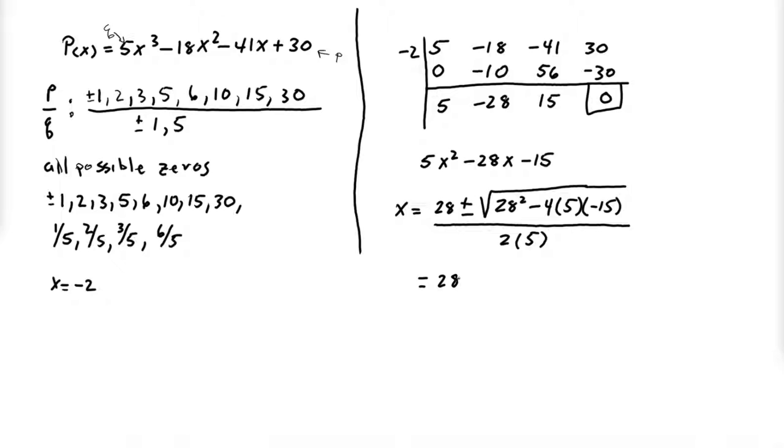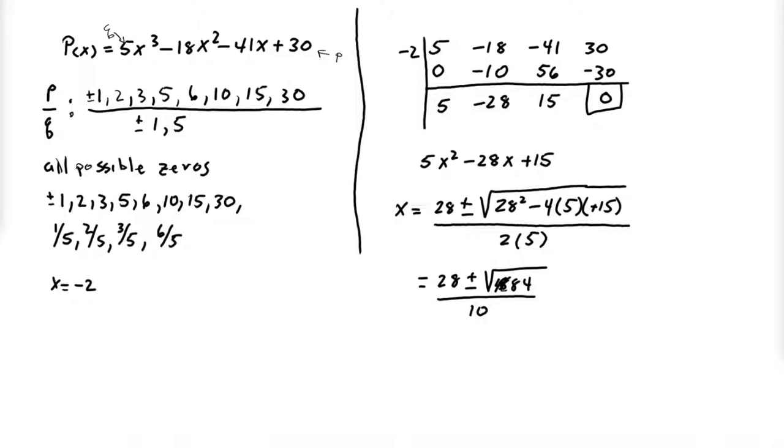Now if we work out in the middle there, 28 squared minus 4 times 5 times negative 15 would be 884, but that's wrong, because this is a plus 15. Sorry. Let's fix that. That is a plus 15. So that's going to make that 28 squared minus 4 times 5 times 15. 484, that's better.